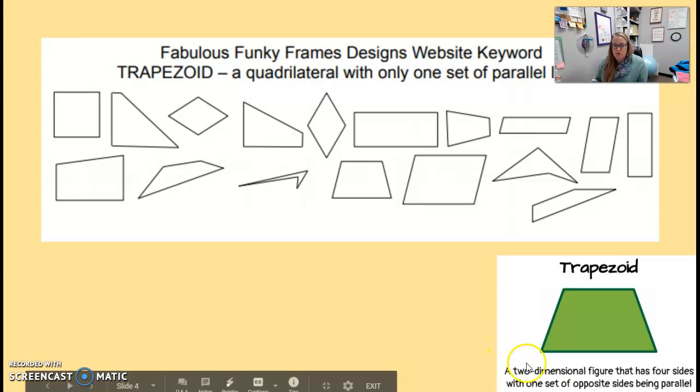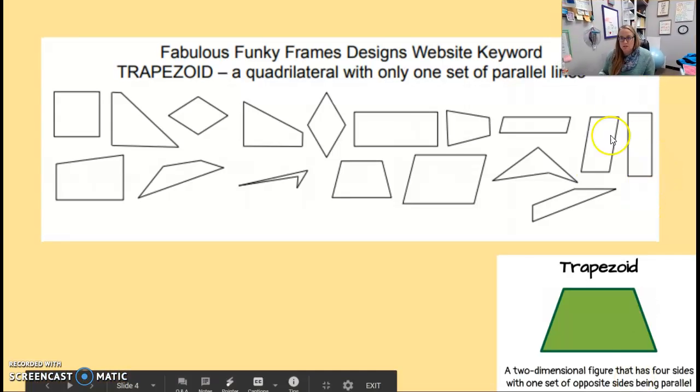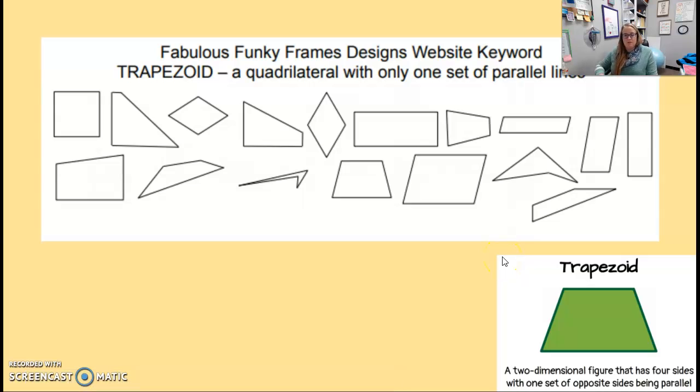Alright, let's look at this one. Trapezoid. A trapezoid is a 2-dimensional figure that has 4 sides with 1 set of opposite sides being parallel. So remember, it has to have 4 sides, like all quadrilaterals, and it also has to have a set of sides that are parallel. So maybe it's the top and bottom that are parallel, and sometimes it might be the sides that are parallel. So let's see if we can find the trapezoids. We're only going to have 1 set that are like that. So let's see if we can find one. Oh, I see one. It looks like our picture.